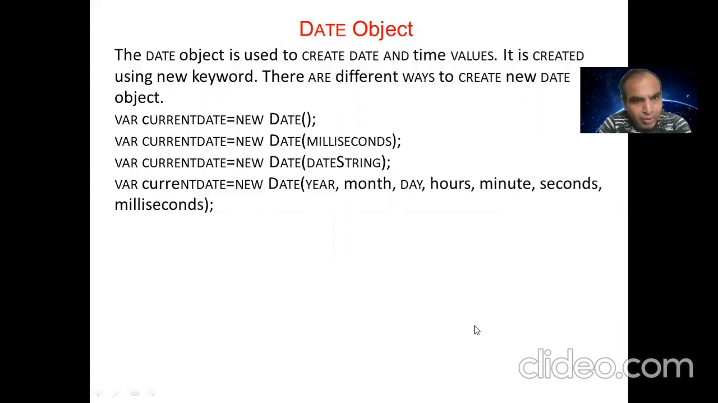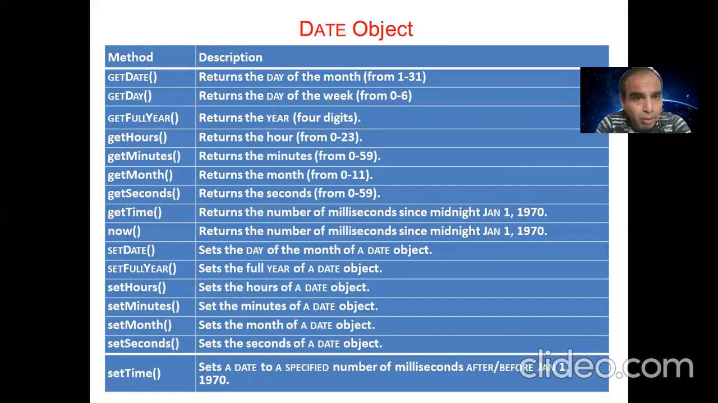So with a variable, suppose we write current date, we can create a new date. We can find out the current date and store it in the current date variable. Same like that, we can use milliseconds if you want the date in milliseconds, a string, or the year, month, day, hours, minutes, seconds, milliseconds, etc. These are all the methods of the Date object.